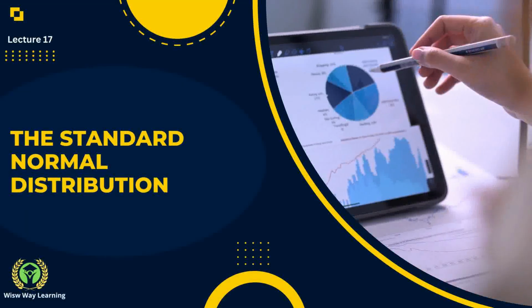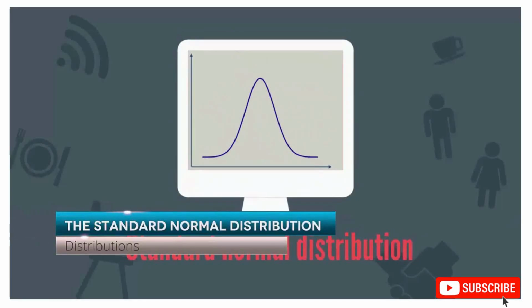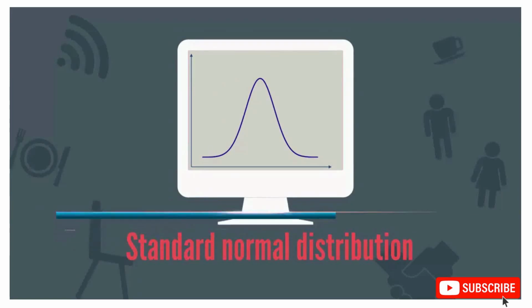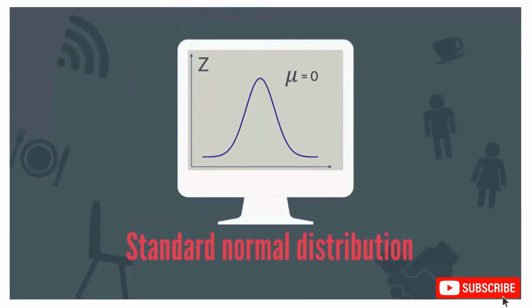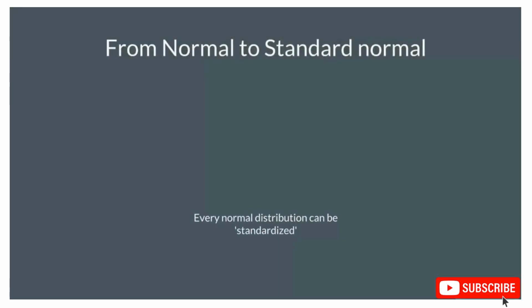Lecture 17, Standard Normal Distribution. The standard normal distribution is a particular case of the normal distribution. We'll use the letter Z to denote it. It has a mean of 0 and a standard deviation of 1. The standard normal distribution is easy to understand and has several important applications. Every normal distribution can be standardized.